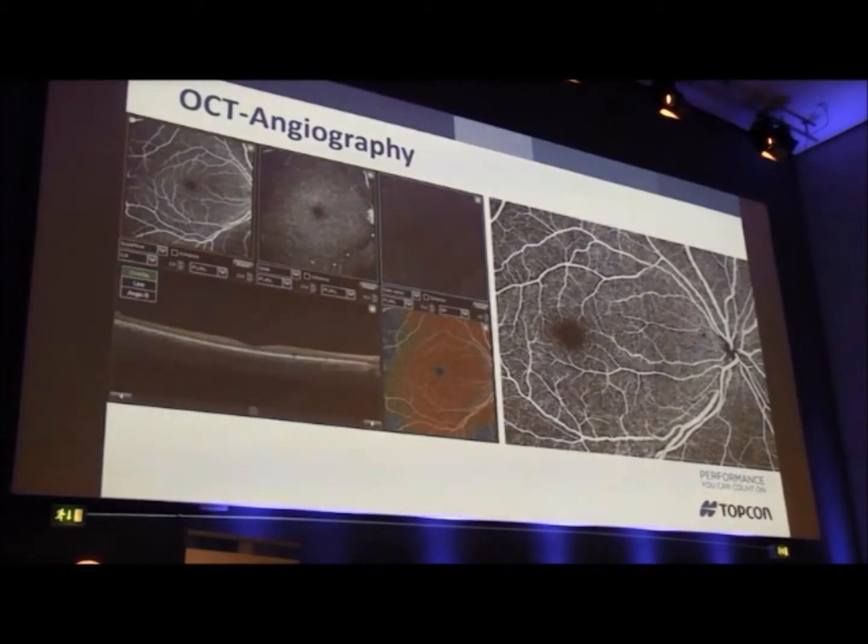Now, if you look at the same eye, my right eye, looked at with OCT angiography, you can see the same major vessels, but you can also see the intermediate and the deep plexus of this vascular tree in one image. And obviously, it only takes a couple of seconds instead of several minutes to make such an examination.